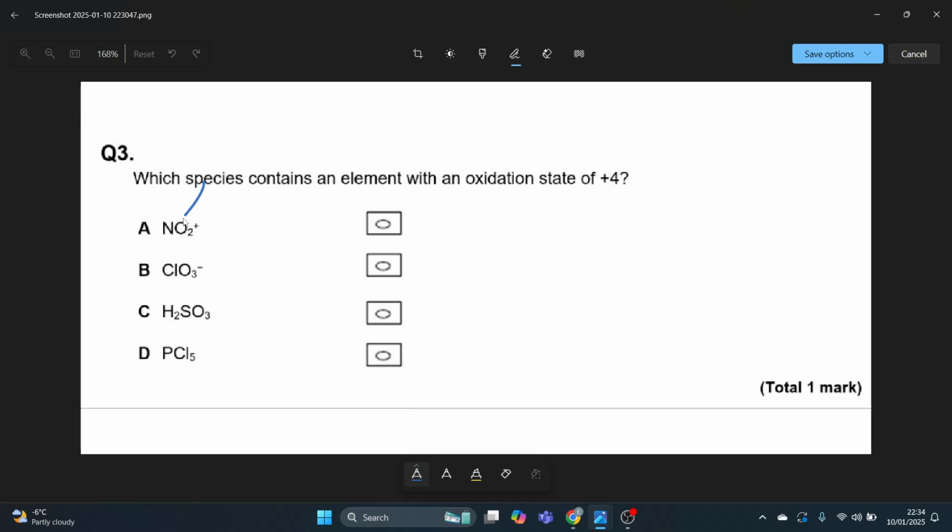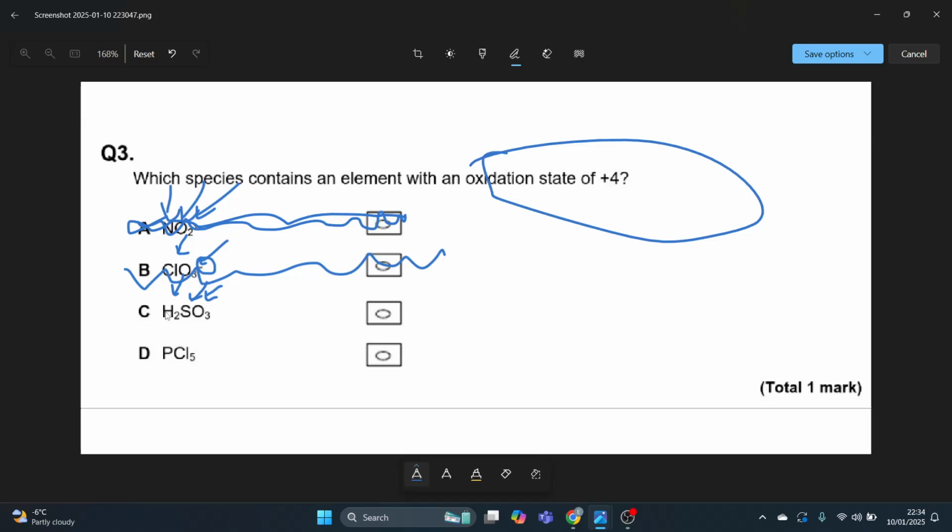In this case, contains an element with oxidation state of +4. Okay, well, oxygen -2, times by 2 -4, nitrogen is +4, so no. Nitrogen +5 to get an overall charge of +1, so that's a no. In this case, -6, because obviously oxygen -2 times by 3 -6, that's going to have to be +5 to get overall charge of -1, so that's a no as well. In this case, oxygen -2 times by 3 -6, plus 2 hydrogens, so +2, -6 plus 2 -4, and therefore sulfur does have an oxidation state of +4.